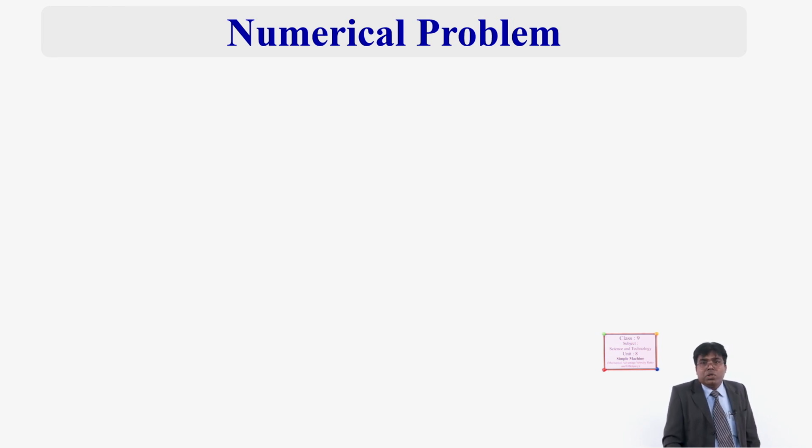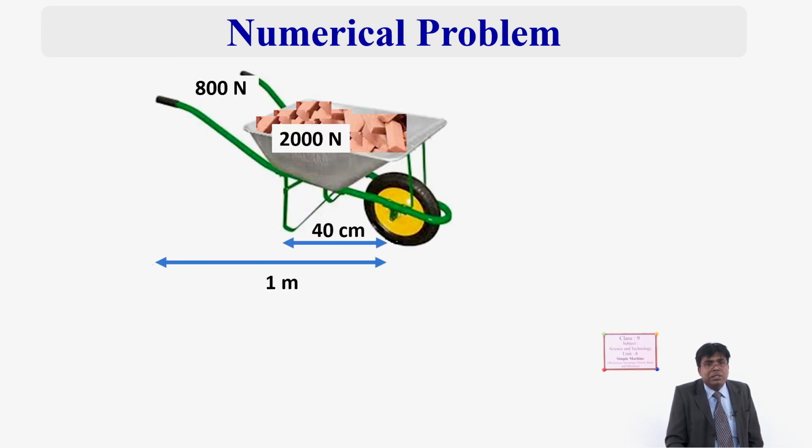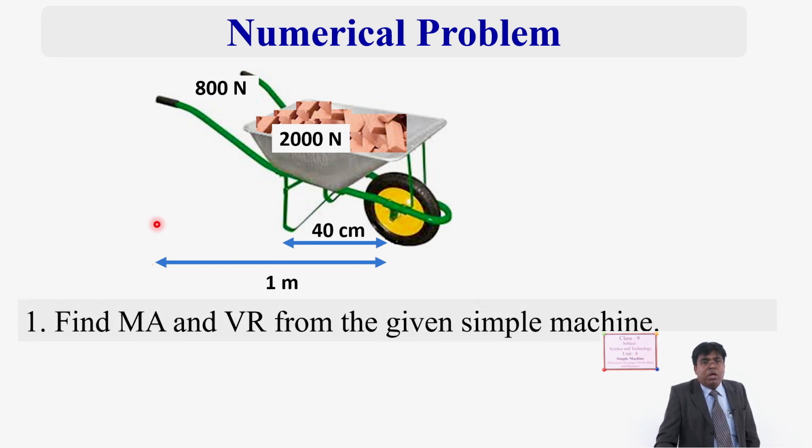Okay, so I have a numerical problem here. Let's solve it. Here is a wheelbarrow. You can see here a 2000 Newton load that is lifted by 800 Newton effort, and this is the fulcrum. This is the load place, and the distance between fulcrum and load is called load distance. And this is the fulcrum, and this is the place where effort is applied, and that is effort distance. So how to find MA and VR?